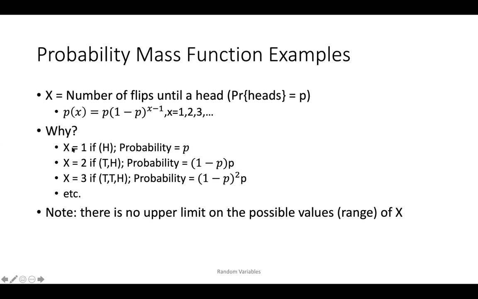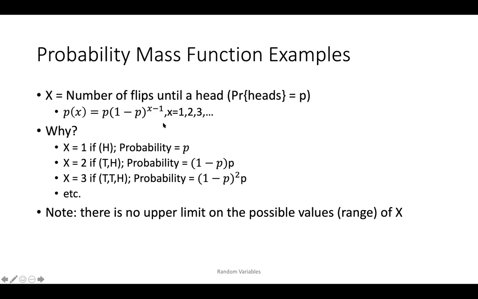So why does that work? Well, if we get a heads right away, then x is 1, and that occurs with probability P. X is 2 only if we get a tail first and then a head, and that occurs with probability (1 minus P) times P. If 3, then we have 2 tails followed by a head, and that's (1 minus P) squared times P. And then in general, the only way to have any value x is if there are x minus 1 tails in a row followed by a single head. And hence we have this expression.